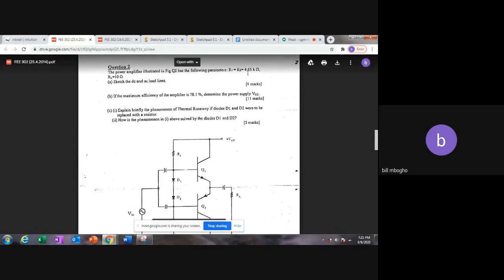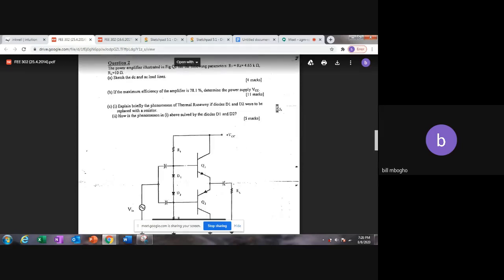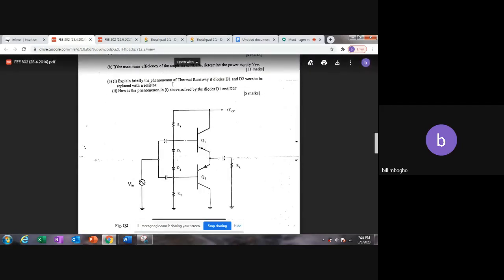This one, we've been given R1 and R2 and RL. You see that in the kilo ohms, and this one is small. Sketch the C in DC, it's the same as the previous one. Let's not go through it. Maximum efficiency. Wait, is this the one we've done? No. The maximum efficiency of the amplifier is that.